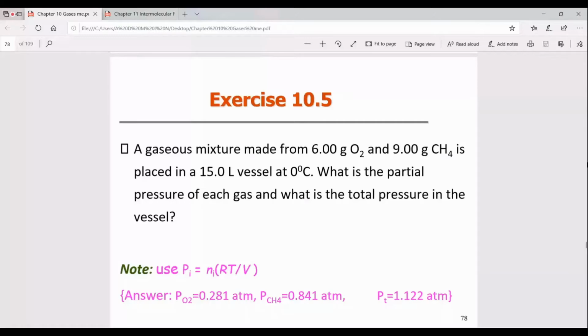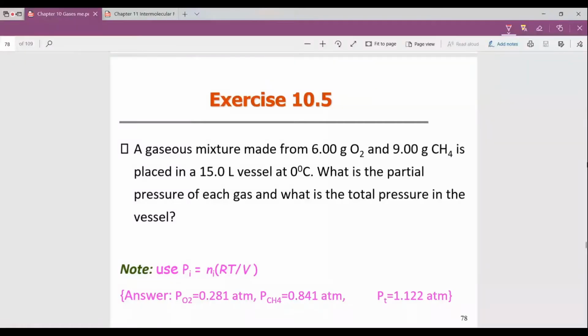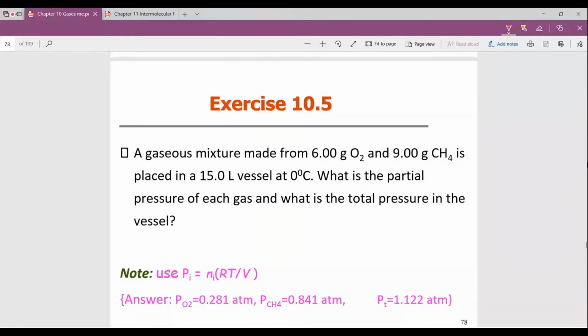A gaseous mixture made from 6 gram of O2 and 9 gram of CH4 gas is placed in a 15 liter vessel at 0 degrees Celsius. What is the partial pressure of the gas for each O2 and CH4, and what is the total pressure? To find this, you are given the mass. You can find mole, and then volume and temperature. You calculate for each gas.